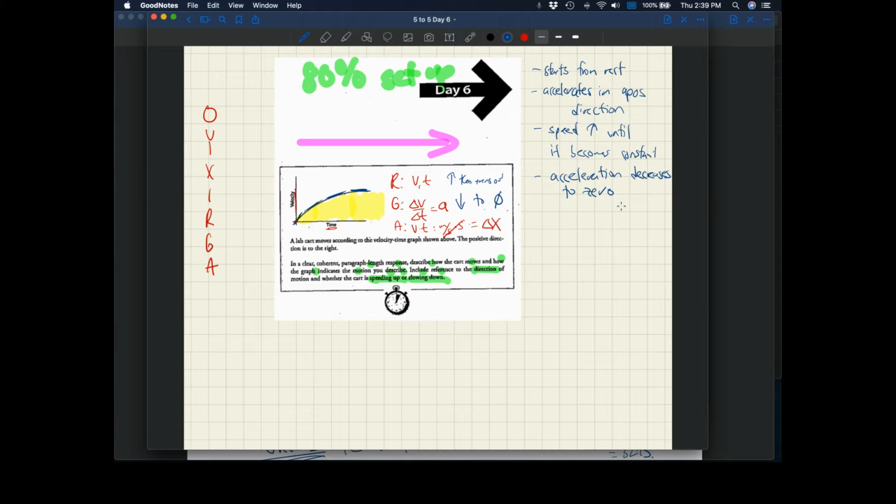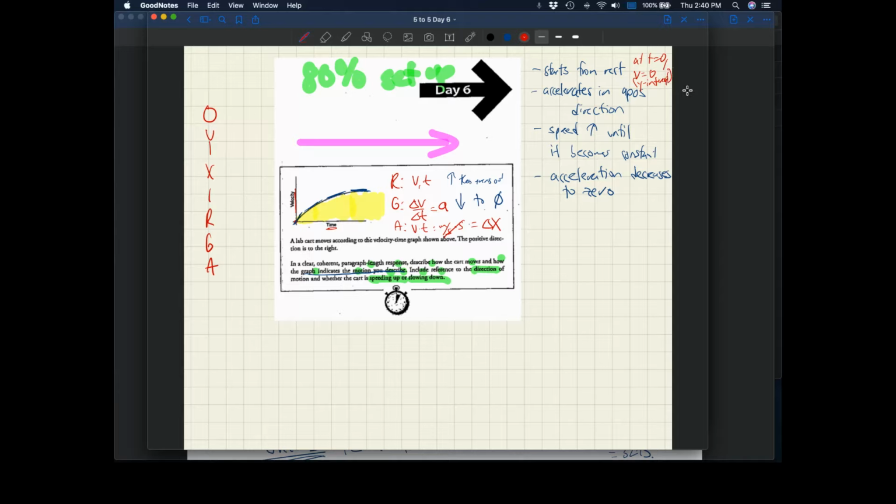All right, so let's see now. Describe how the cart moves. We've described how it moves. It starts from rest, it speeds up, and eventually becomes constant in a positive direction. Okay, but now, how does the graph indicate the motion you describe? How do we start from rest? Well, let's add that information now. At t equals 0, v equals 0, and that's the y-intercept.